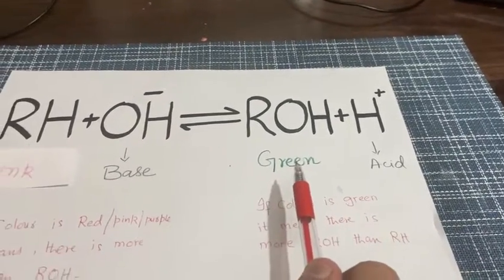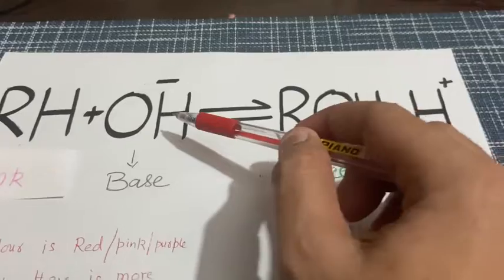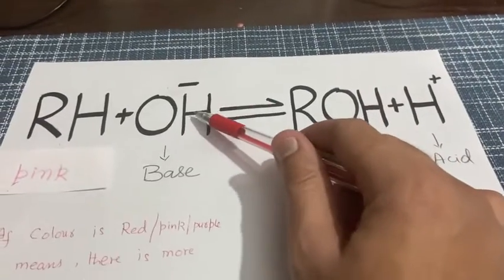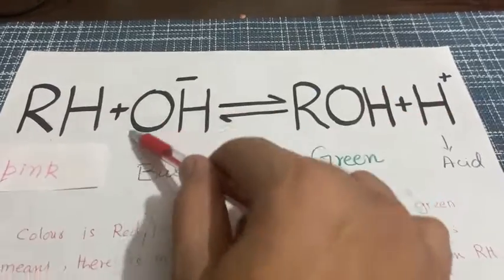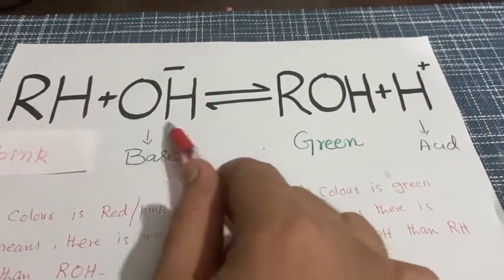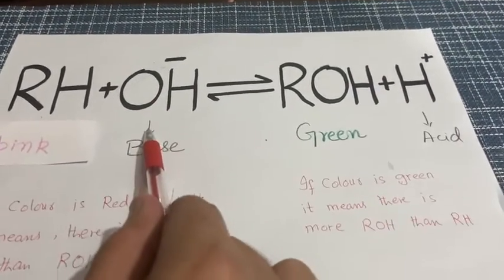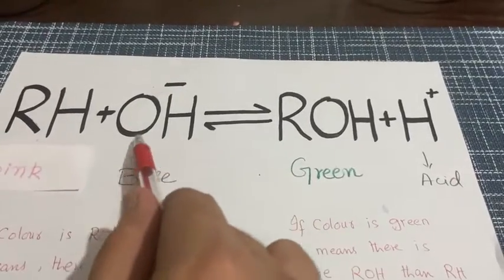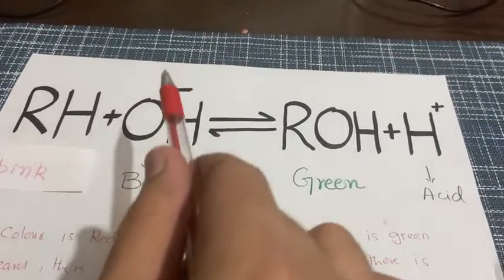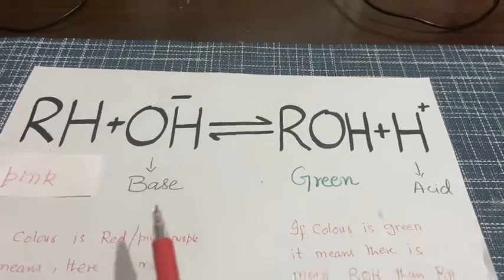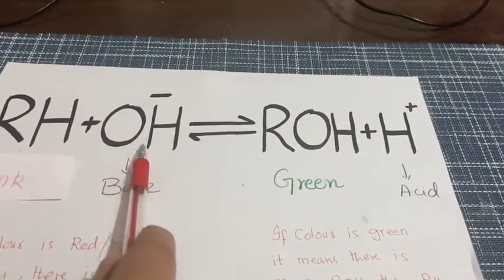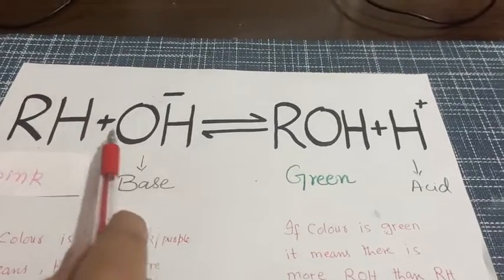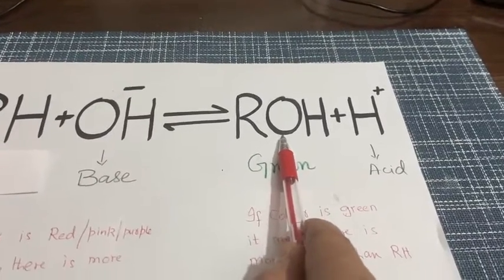Or in other words, I can say that when I added OH ion, the concentration of OH ion increases, and the reaction wants to decrease its concentration again. How would the concentration of OH ion decrease? There is only one way: if RH reacts with the excess of OH ion and produces more ROH and H+.